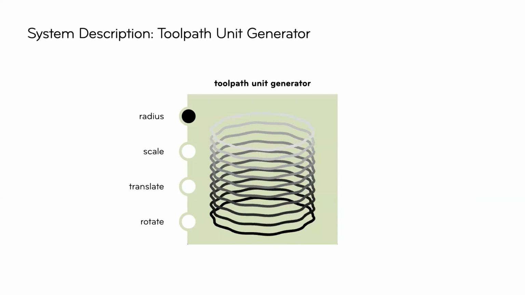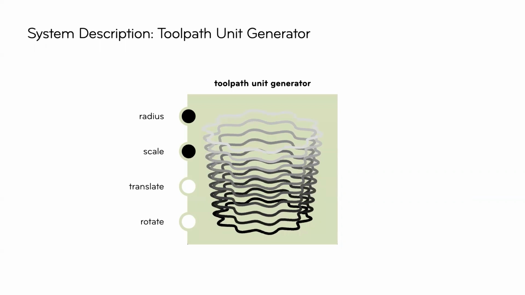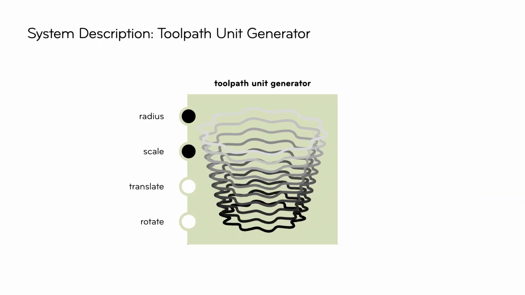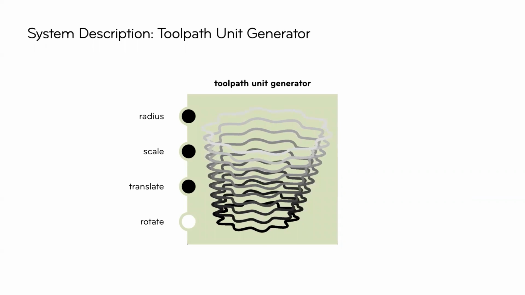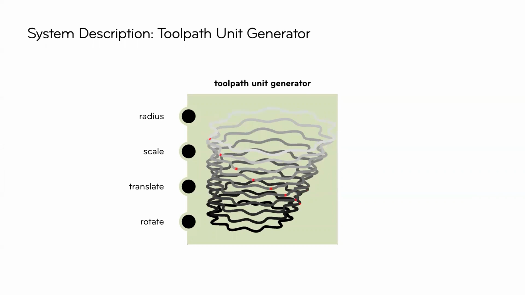The radius shaping parameter can create waves in the radial geometry of a layer, for instance. The scale shaping parameter can scale up successive layers to create a flared opening. The translate shaping parameter can shift layers through translation to create a tilting form. And the rotate shaping parameter can iteratively rotate each layer to create a twisted form.